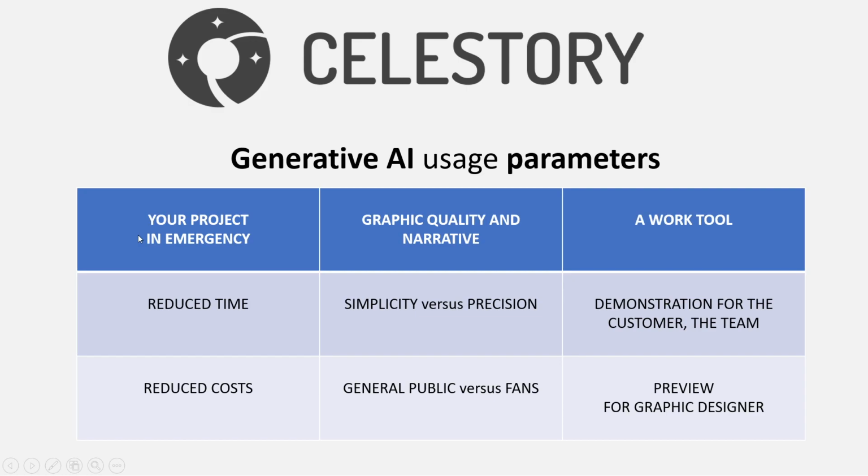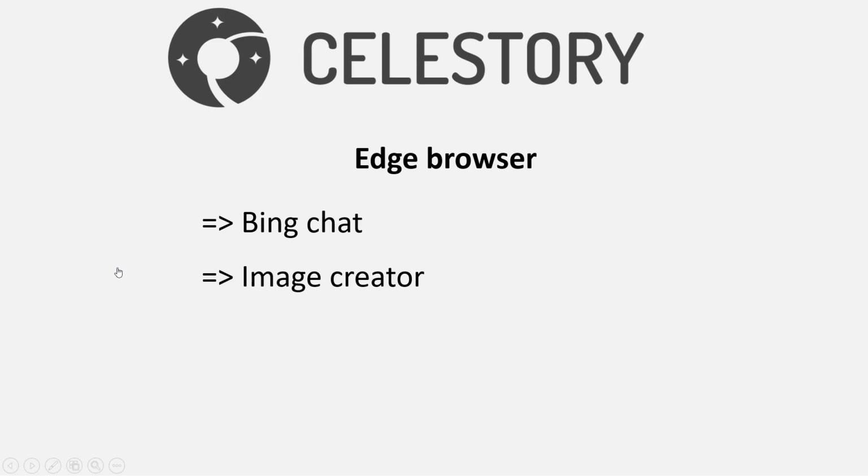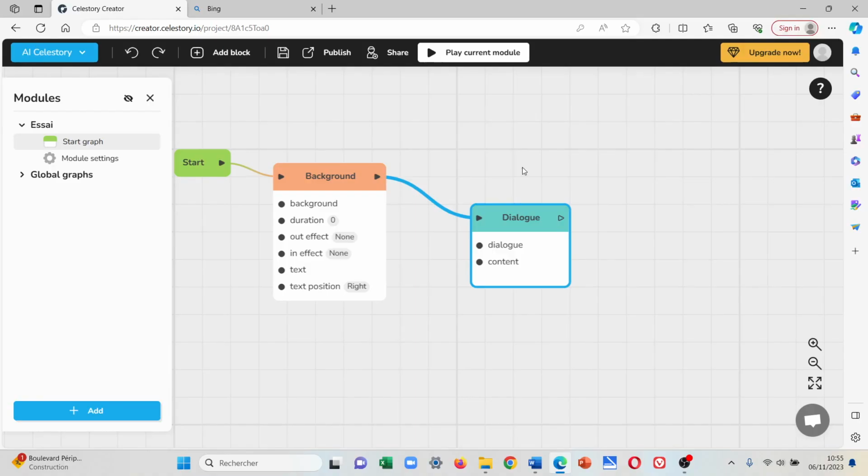And in this training, we're going to mainly focus on introducing you to the Edge browser, because it allows you to have access very easily to Bing Chat for generative text creation and Image Creator for generative image creation. So we're going to use a Celestory project in order to show you all of this.